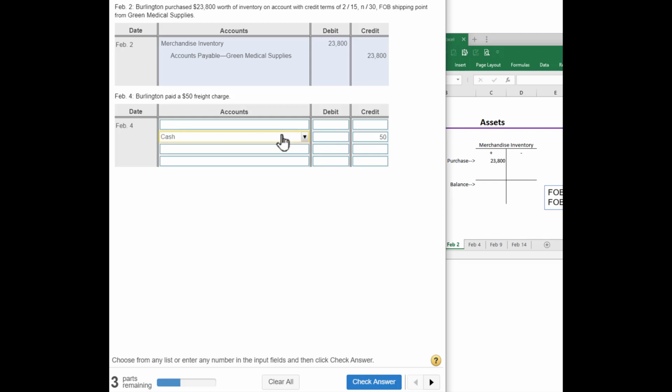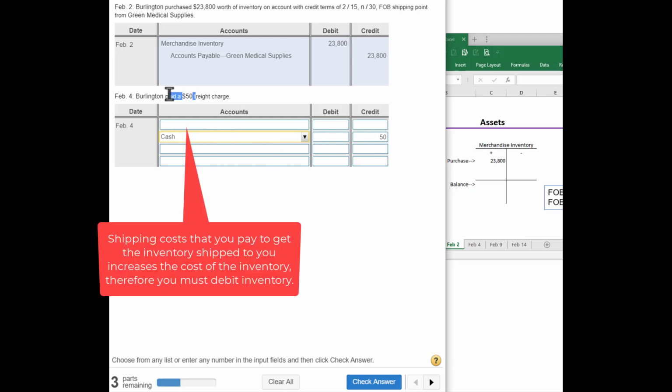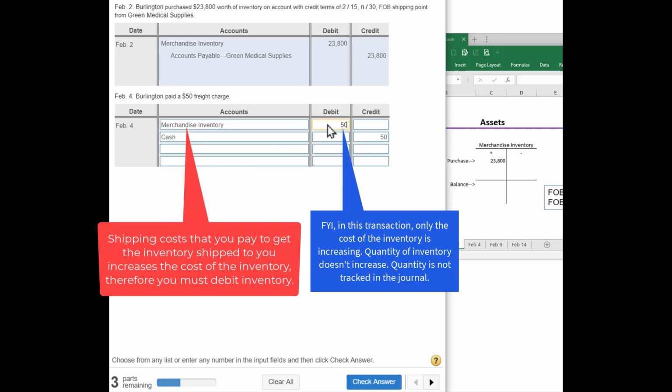All right, so what's the debit account? So how are we going to classify this $50 freight? Well, that's just part of the cost of the inventory. So we're going to increase the cost of inventory by $50. So if you buy inventory, let's say the inventory costs you $5,000 and you had to pay $100 shipping. The $100 shipping is just part of the cost of getting that inventory to you and getting it ready to be sold. So it's part of the cost of inventory.